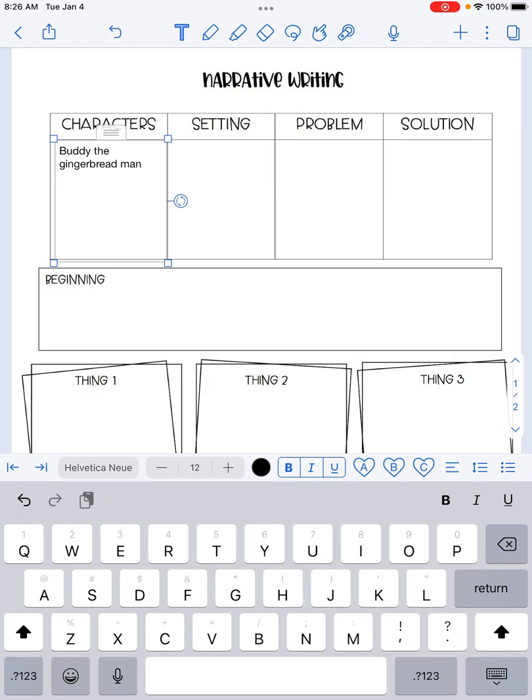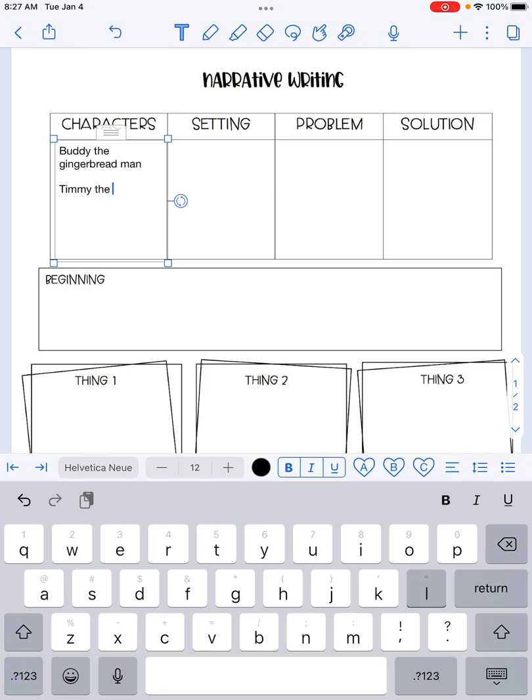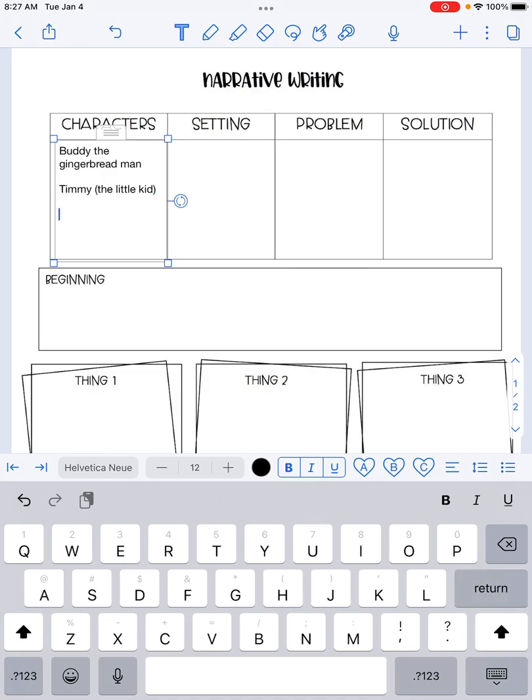Now, think about who that might be. Maybe it's a kid. Maybe it's a whole family. Maybe it's a sneaky little grandma. Whoever it might be, go ahead and list them as one of your characters. I'm going to make mine a little kid who's trying to sneak cookies before Christmas time, or maybe from the leftovers, I haven't decided yet. Timmy, the little kid. And I don't need to call him Timmy the little kid the whole time, so maybe I put the little kid in parentheses.